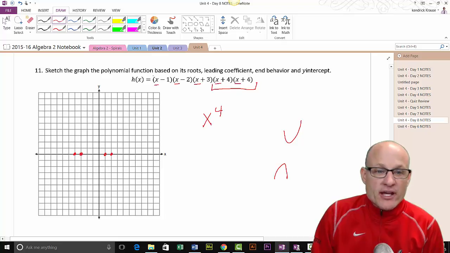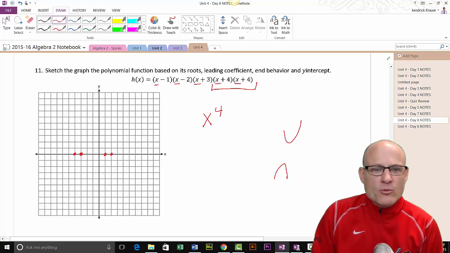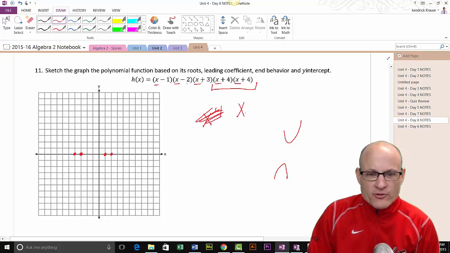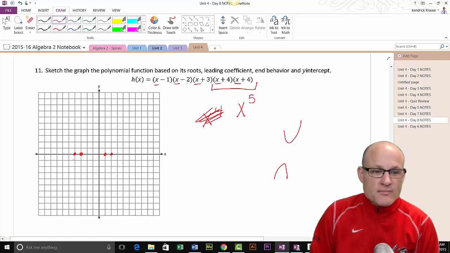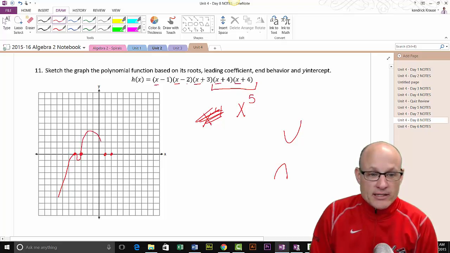But notice here, it's an odd exponent. Wait, 1, 2, 3, 4, 5. I said x to the 5th and I wrote x to the 4th. So I apologize. It's an odd exponent. So it should have 5 roots. So that means it's going to start coming from down here. Now, because this one is the double root, it's going to bounce off. And then it's going to go back up. And then it's going to go back down.